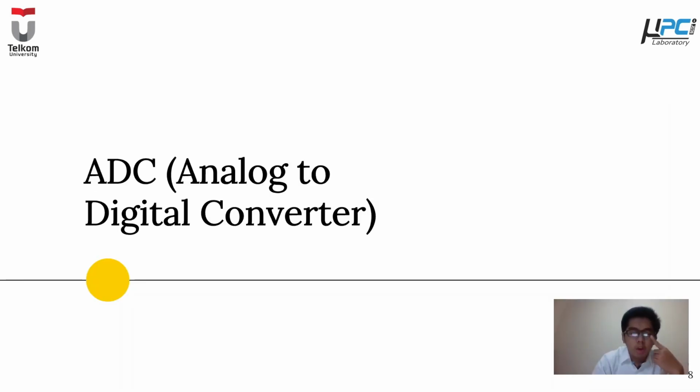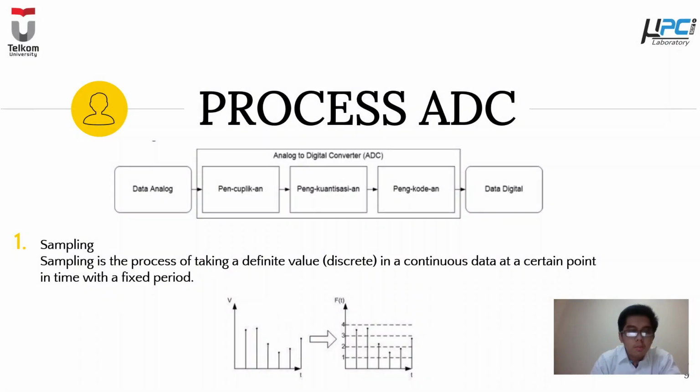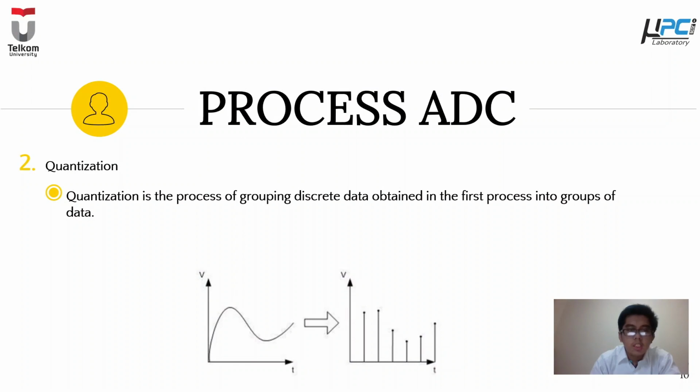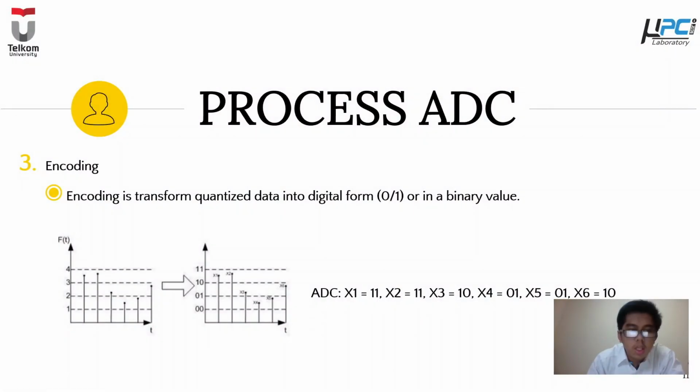Next is ADC, or analog to digital converter. The first process of ADC is sampling. Sampling is the process of taking a discrete value from continuous data at a certain point in time with a fixed period. Next one is quantization. Quantization is the process of grouping the discrete data obtained in the first process into groups of data. Last one is encoding. Encoding transforms quantized data into digital form, or a binary value.